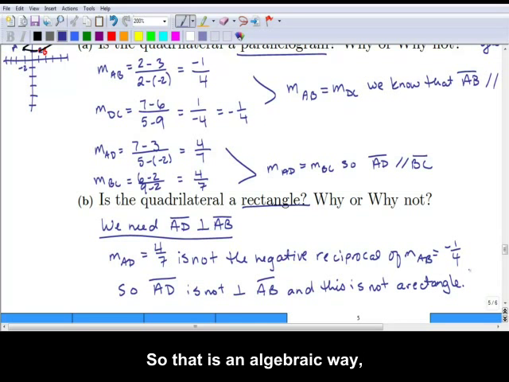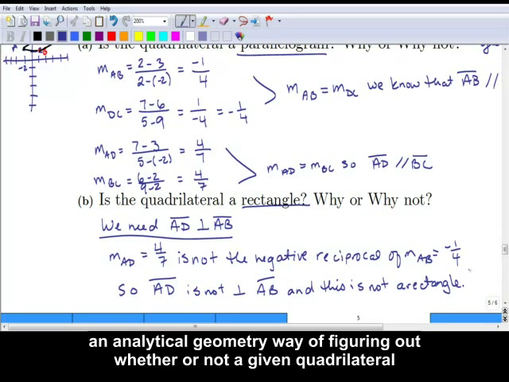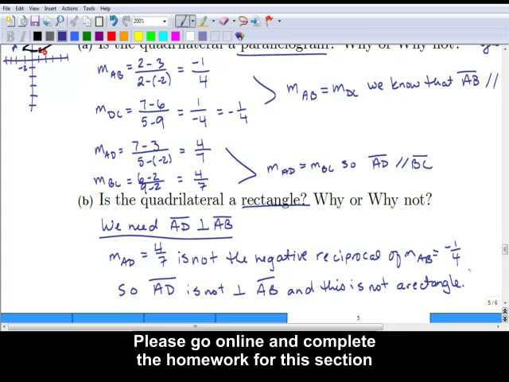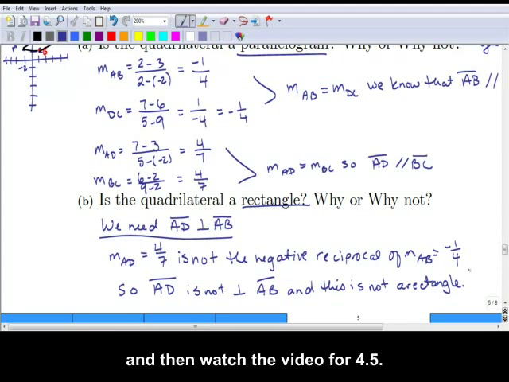So that is an algebraic way, an analytic geometry way of figuring out whether or not a given quadrilateral is either a parallelogram or a rectangle. So this concludes the video for 4.4. Please go online and complete the homework for this section, and then watch the video for 4.5.